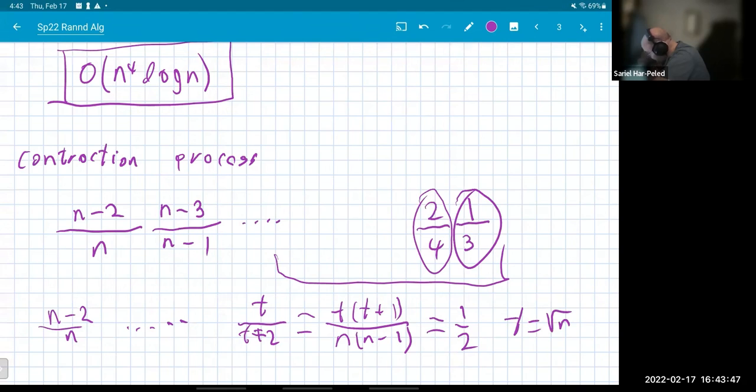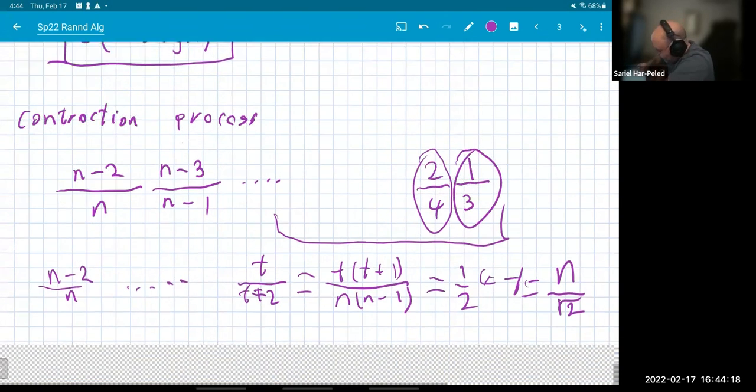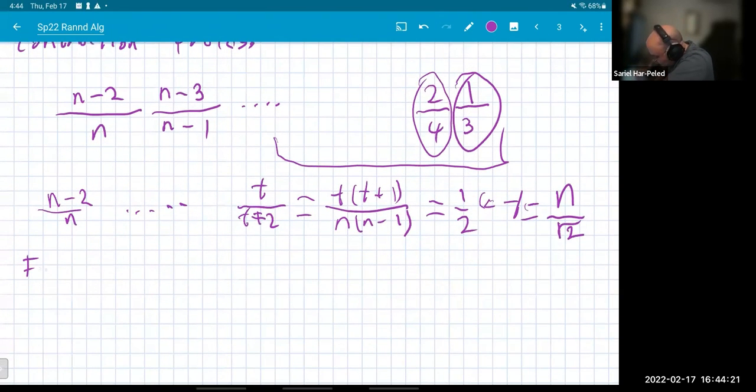Or not, n over square root of 2, I think. Sorry, n over square root of 2. Yes. So if I take this, then the probability is half. What it means is that if I pick this t, I'm contracting the graph into half size, and the probability of successful contraction is half. Okay, so here is the fast cut algorithm.